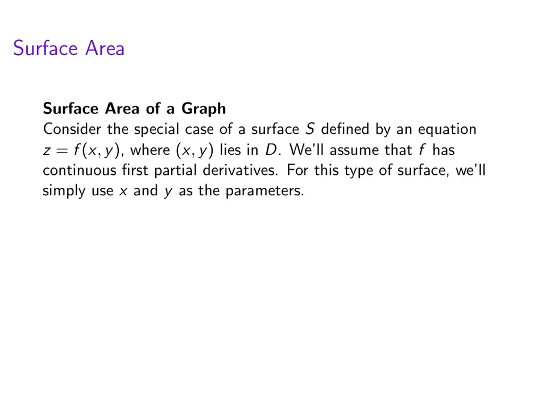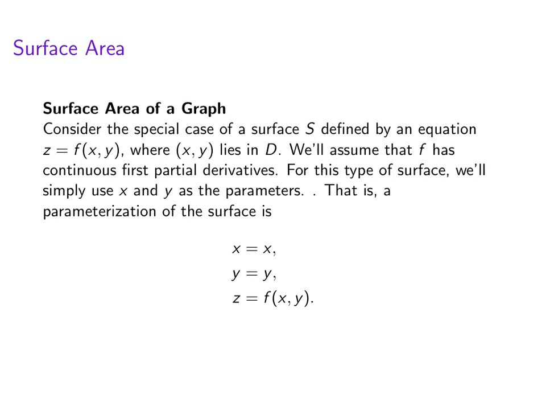And for this surface, we're just going to simply use x and y as our parameters. That means here's a parameterization of the surface. X is just x, y is just y, and z is f of x, y. So that's the function that's defining the surface. If you like, you can write this in vector form. You can say r of x, y is equal to <x, y, f of x, y>.